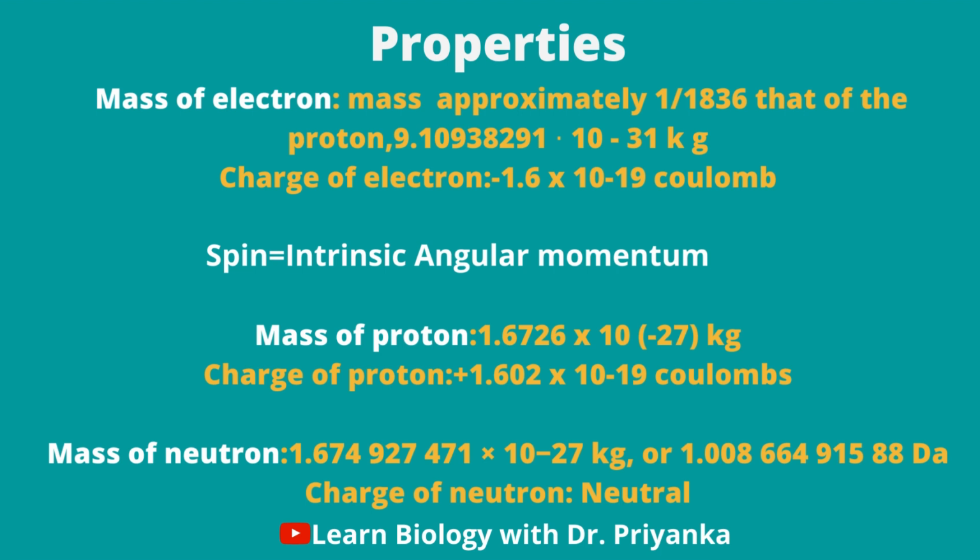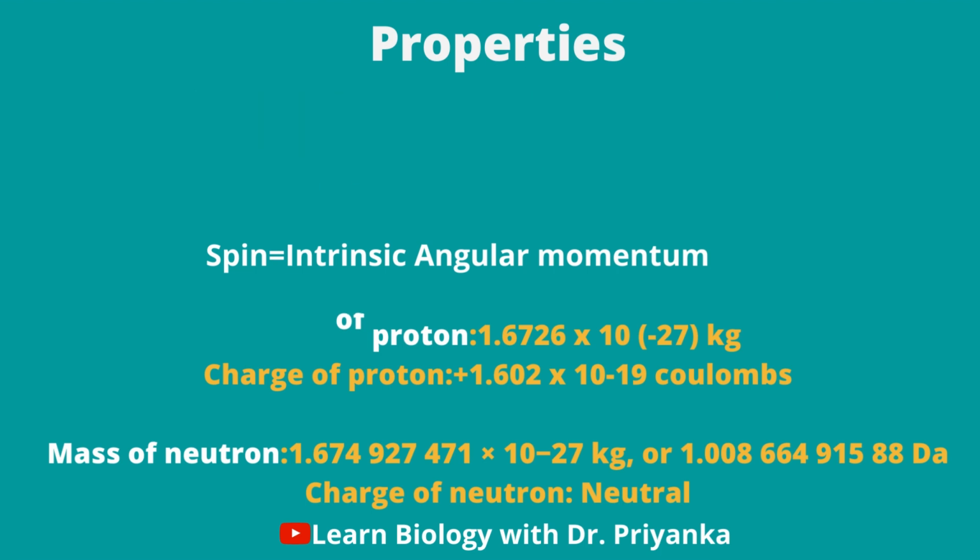Similarly, the mass of the proton is 1.6 × 10^-27 kg. The charge of the proton is positive, that is, the charge of the proton is plus 1.602 × 10^-19 coulomb. The mass of the neutron is 1.674 × 10^-27 kg, or 1.008 Dalton. So you can say here that some properties are very important in the atom. These are mass, charge, and spin. And now we come to orbit and orbital.